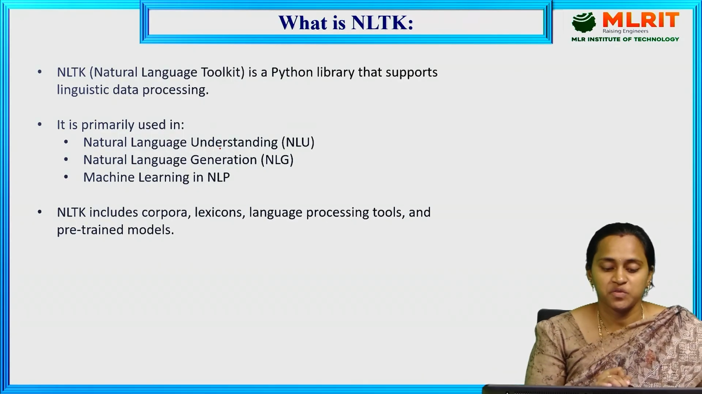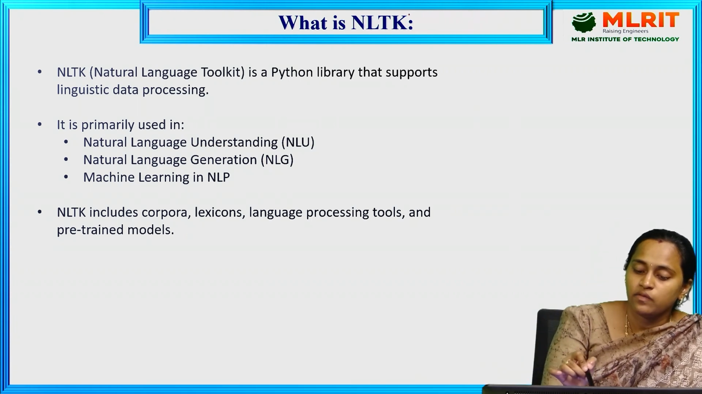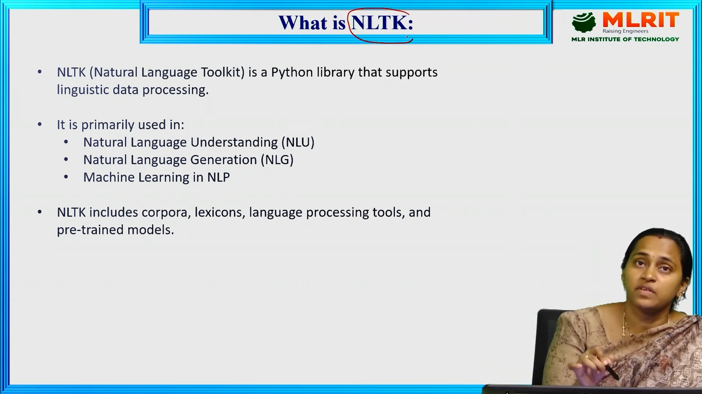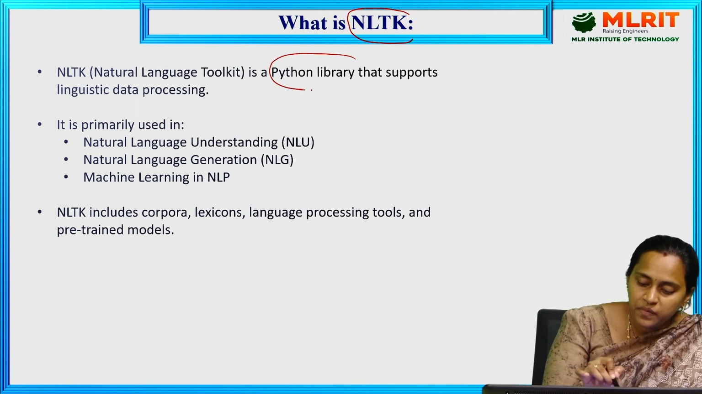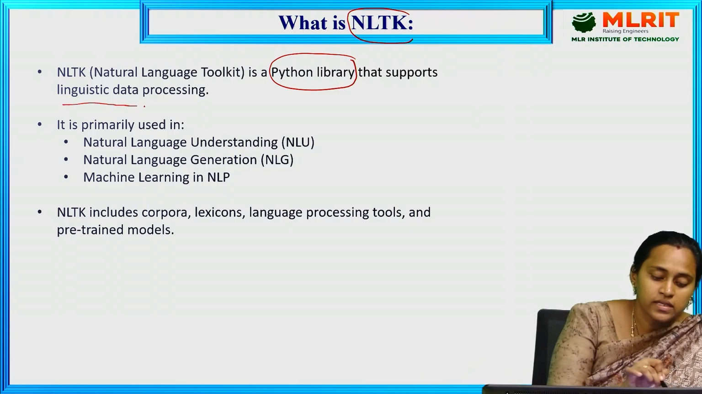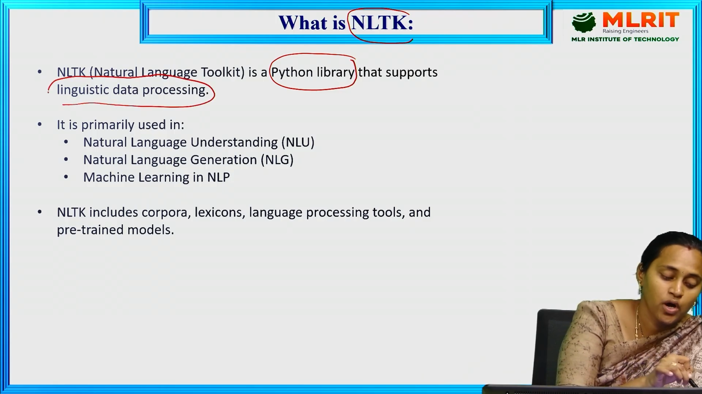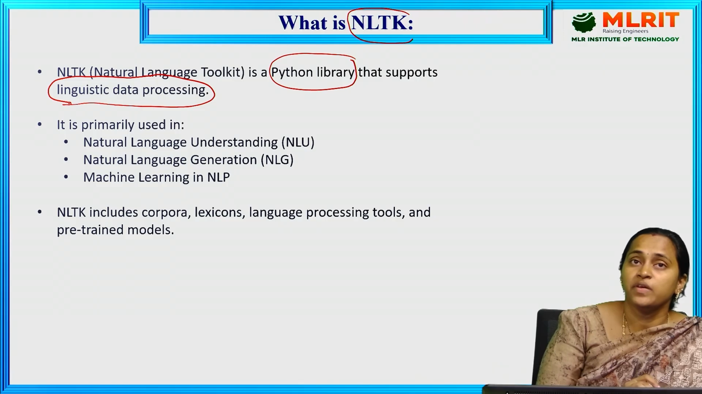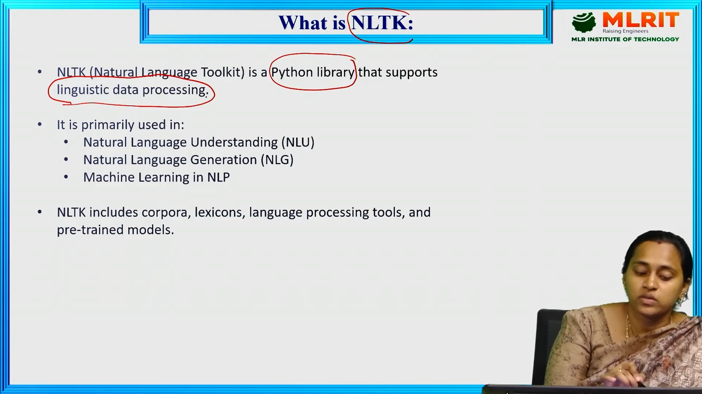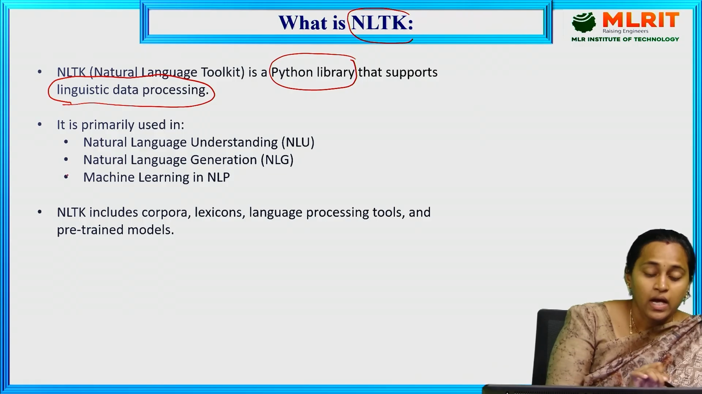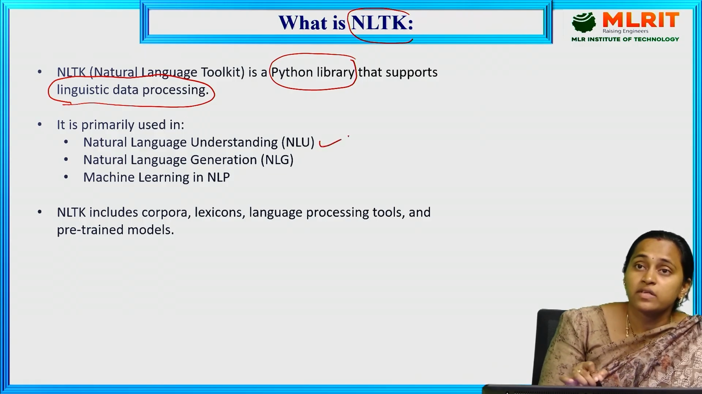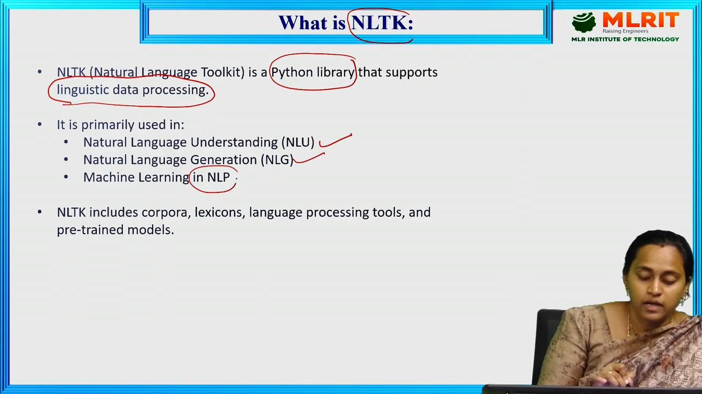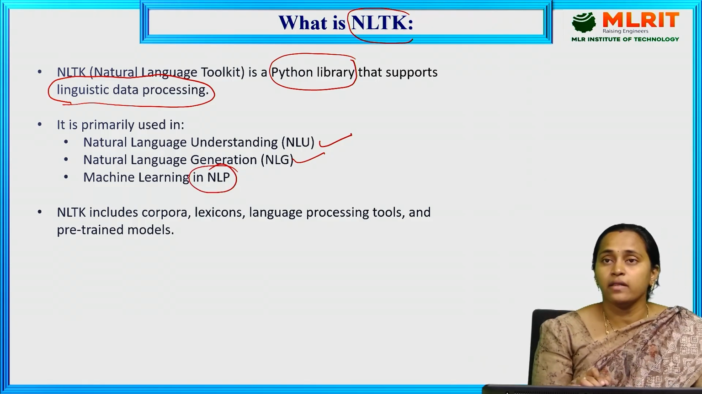Coming to the first one, what is NLTK? The abbreviation of NLTK is Natural Language Toolkit. It is a Python library that supports linguistic data processing. That means whenever we have to process linguistic data, that is the English language, we use the Natural Language Toolkit. It is primarily used in natural language understanding and generation, and ML and NLP. This is the main idea behind NLTK.